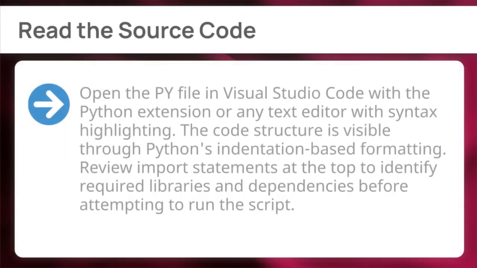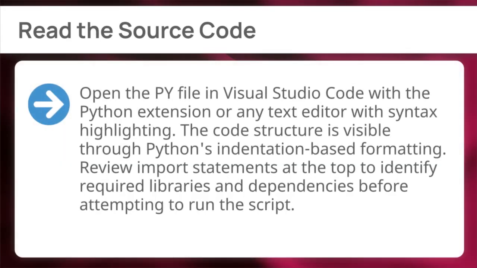First, read the source code. Open the PY file in Visual Studio Code with the Python extension or any text editor with syntax highlighting. The code structure is visible through Python's indentation-based formatting. Review import statements at the top to identify required libraries and dependencies before attempting to run the script.